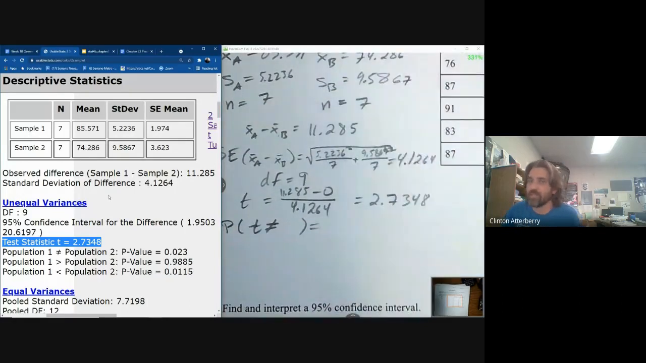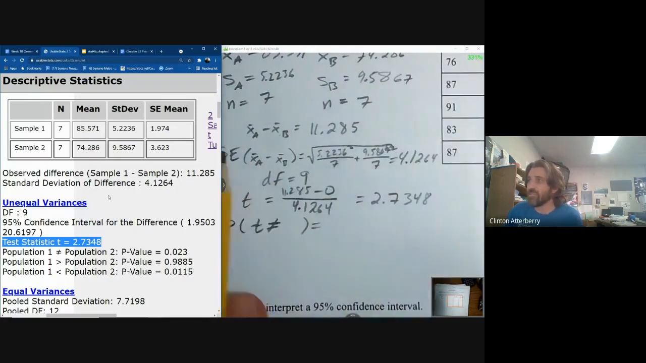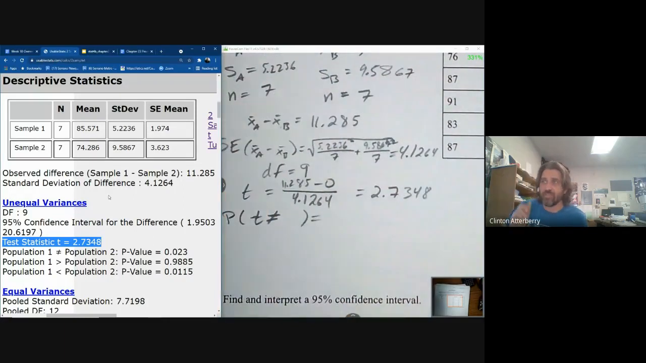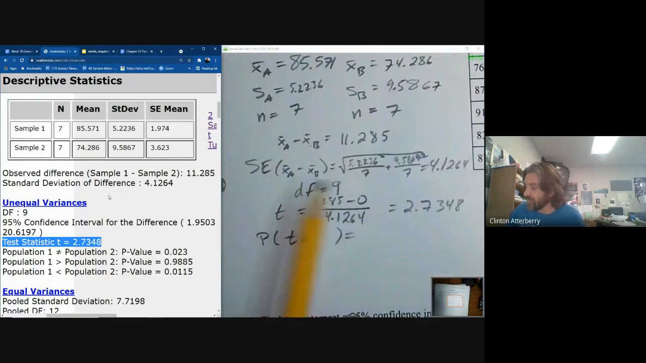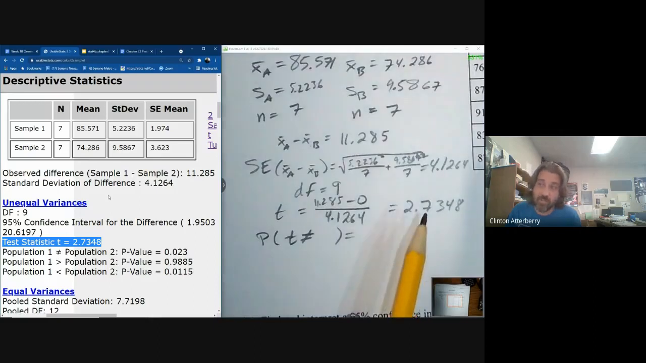It's all written right there. You just got to be able to read it and understand what it's saying. When you want to find the difference of your means, that's the observed difference, sample 1 minus sample 2, 11.285. Standard deviation of the difference, this is the standard error of the difference. It's the same thing, 4.1264. Our degrees of freedom we want is 9. It says DF is 9. Our test statistic T is 2.7348. That's that number right there.